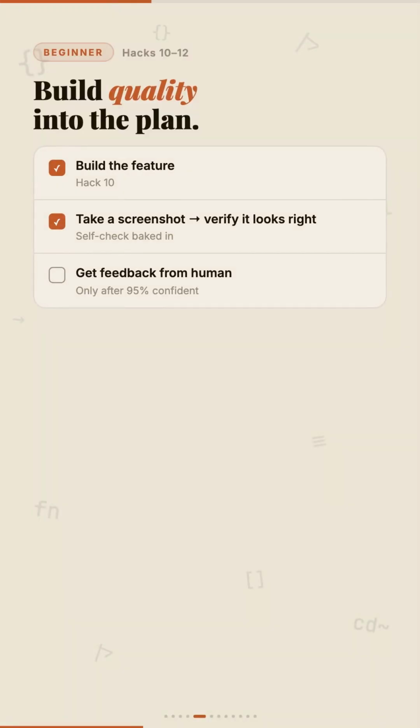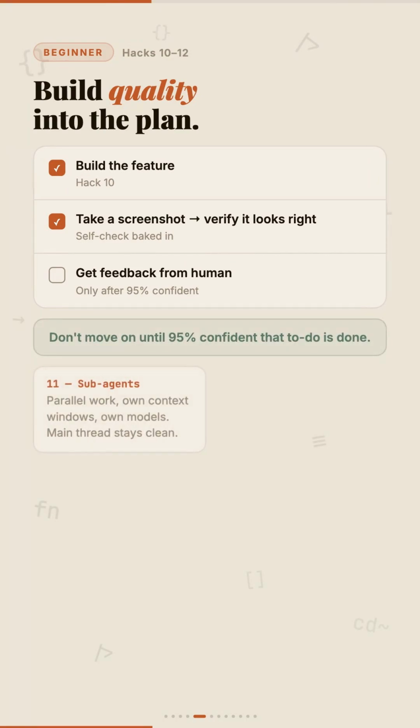Hack 10, build self-checking into to-do lists. After building something, the next to-do is to screenshot it and verify it looks right. Don't move on until it's 95% confident that to-do is done. Hack 11, deploy sub-agents for parallel work. Each gets its own context window, its own model, research tests, different approaches all at once. Main thread stays clean.